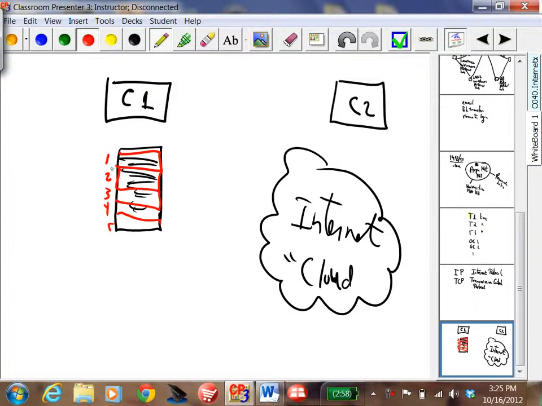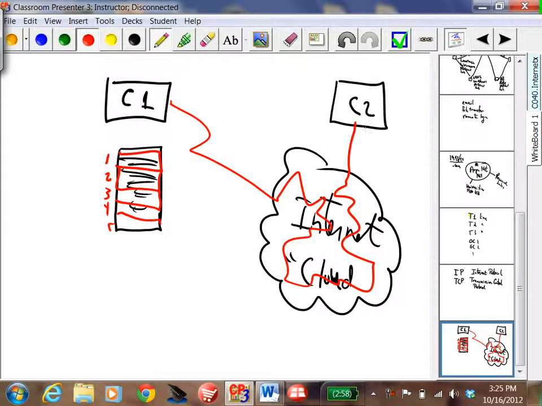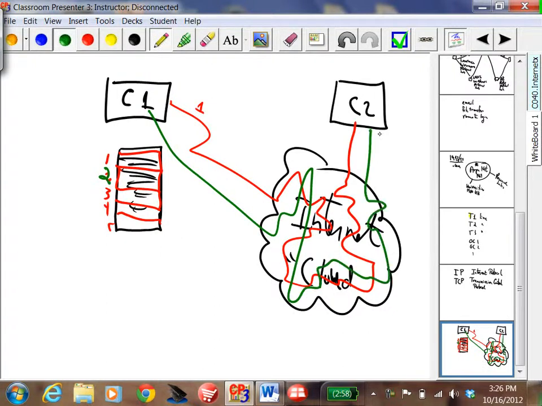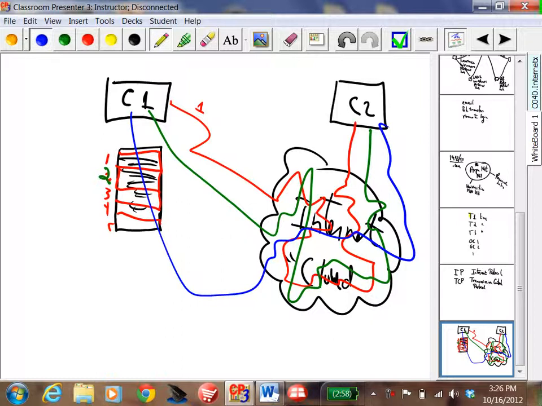Now, packet one finds its way somehow through the internet. It finally winds up at C2. Packet one. Packet two here finds its way through the internet, and packet 3. And they all basically go their own separate way, except they all start at C1 and end up at C2. So this is called a packet. So the internet is a packet switching network.